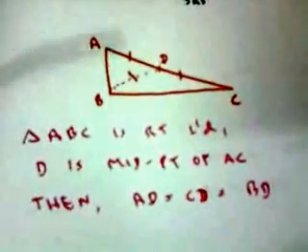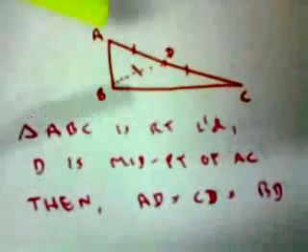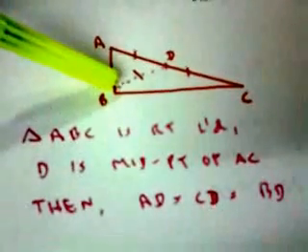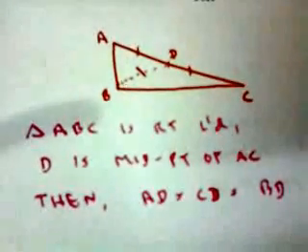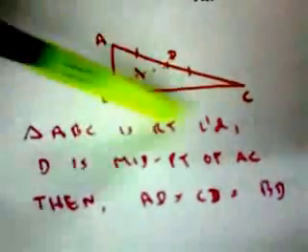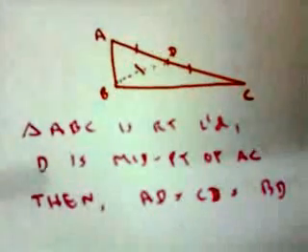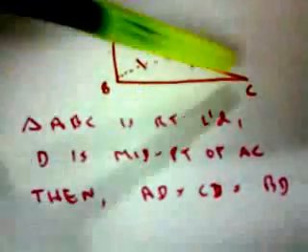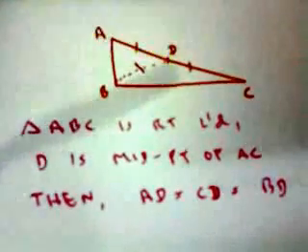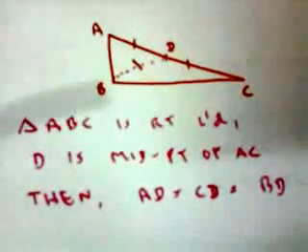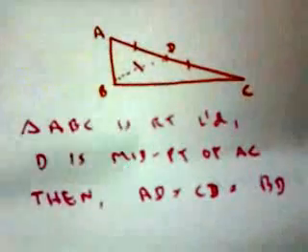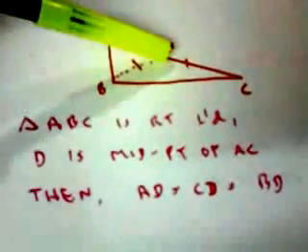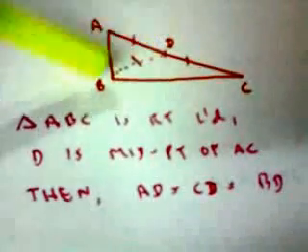Another variation, this is another important theorem where ABC is a right angle triangle, D is the midpoint of AC. In this case, D is also the circumcenter of triangle ABC. I repeat, a right angle triangle ABC with D as the midpoint of the hypotenuse. Then D is also the circumcenter of triangle ABC. That means AD equal to CD equal to BD.